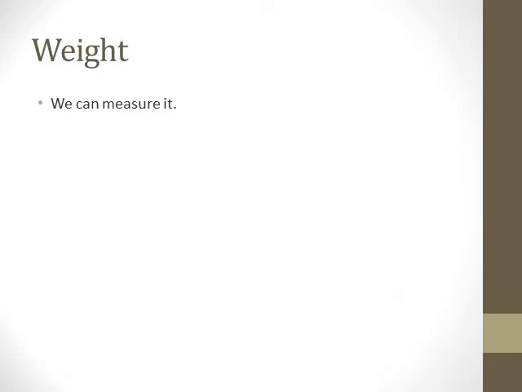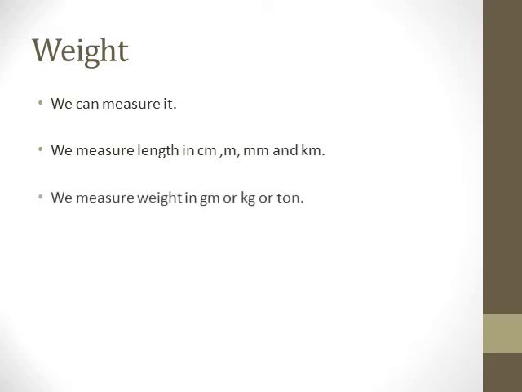So we came to know that weight is a measurable quantity and we can measure it. When we can measure any quantity, it must have a unit. Like length, we measure in centimeter, meter, millimeter, and kilometer. In the same way, there must be units for weight or mass. So what are the units of weight and mass? We use gram, kilogram, or ton for weight.